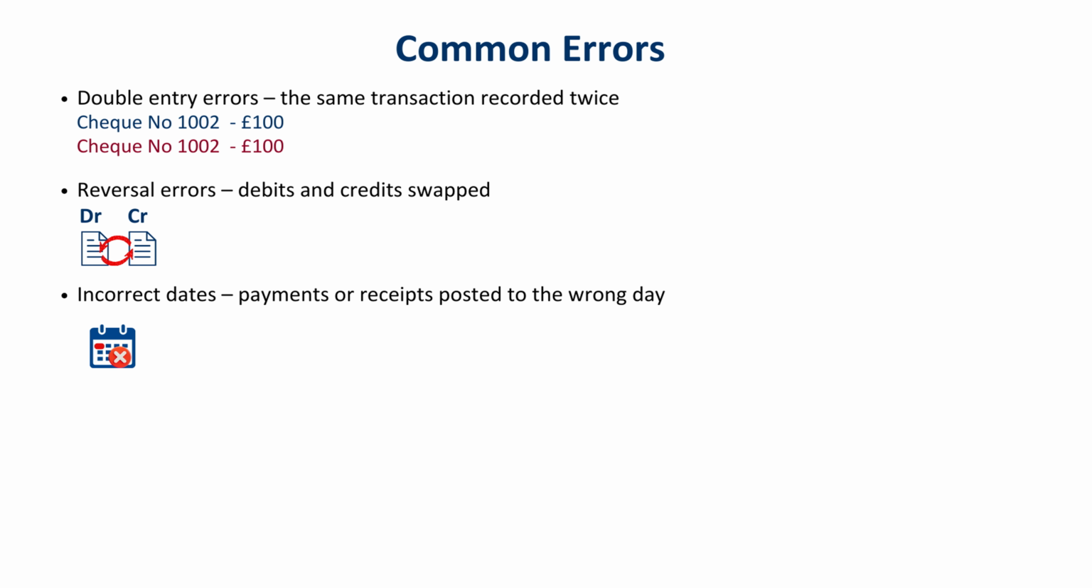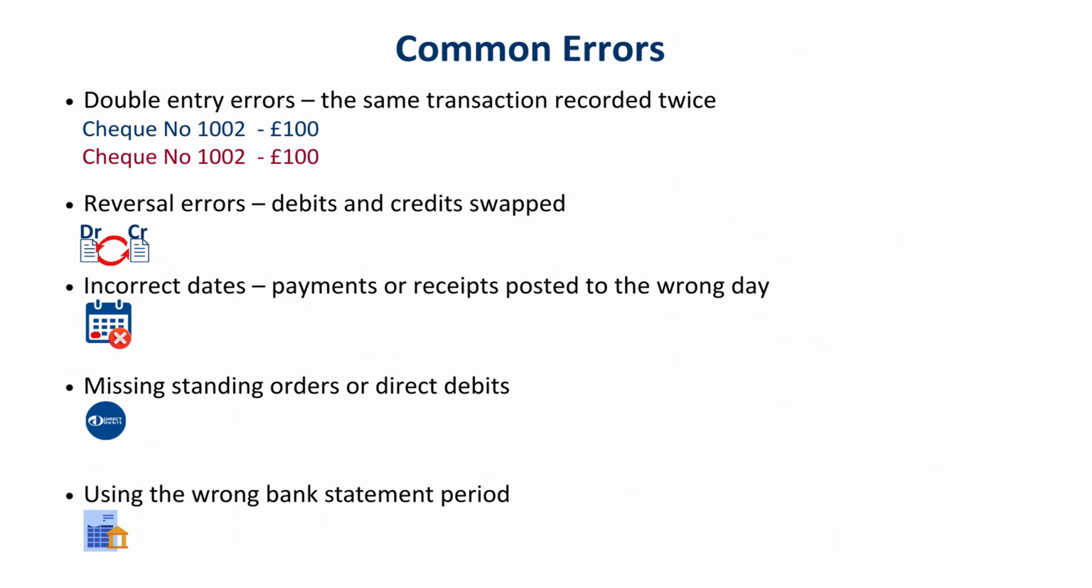Sometimes people record payments or receipts on the wrong date, which makes matching difficult. Other common issues include missing standing orders or using the wrong bank statement for the period you're reconciling. To avoid these, always cross-check your figures against the source documents, invoices, receipts, and statements. In reconciliation, accuracy matters. Small errors can ripple through the entire bookkeeping process.